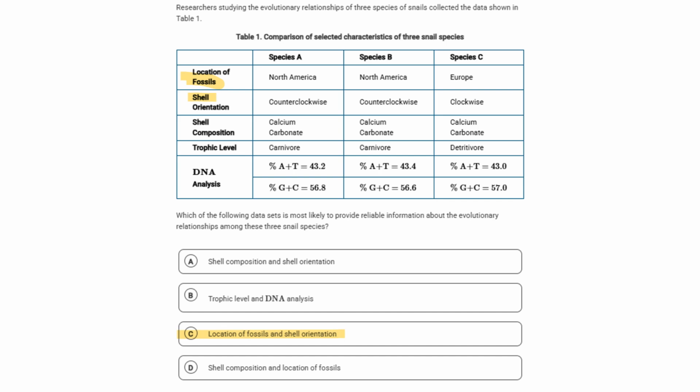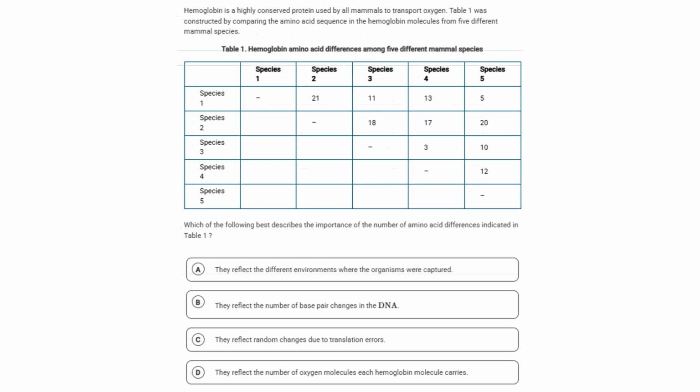Shell orientation is interesting, but that is based upon DNA, developmental DNA. Shell composition is kind of what's in the environment. Trophic is what's in the environment. DNA analysis has nothing to do with any sort of gene relatedness. So that's just an example there.